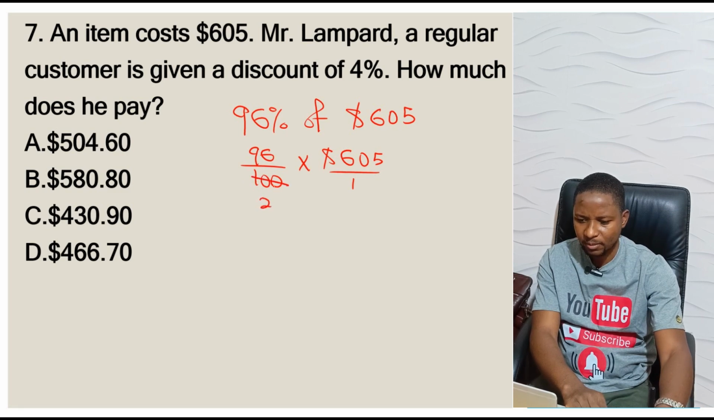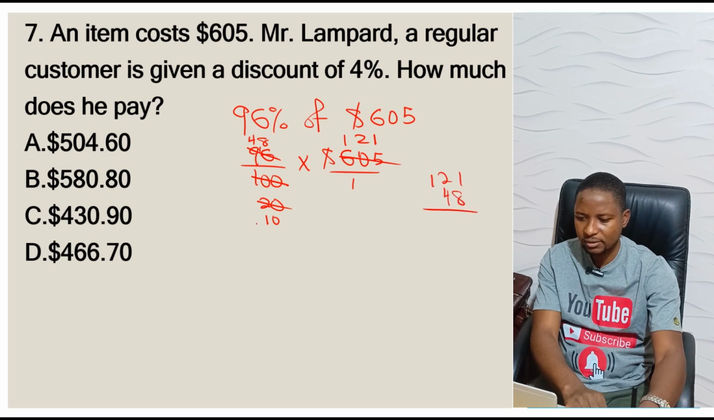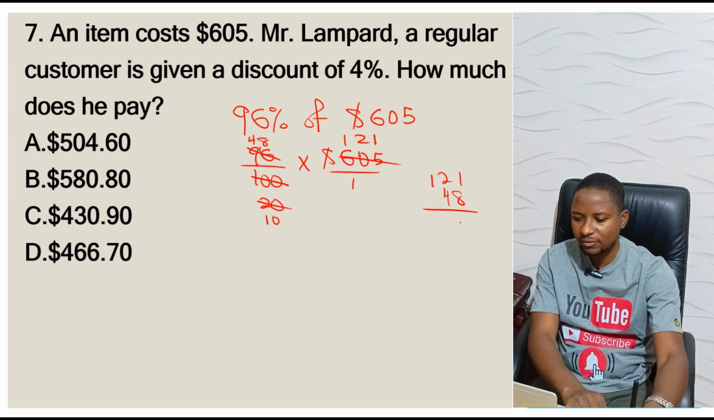5 can go here, 2 and 0. 5 in 6, 1 remainder 1, 5 in 10, 2, 5 in 5, 1. Then I'll just use 2. I don't want to use 4. 2 here, 10. And 2 here, you have 4, remainder 1, and that's 8. So I'm going to multiply 121 by 48. I know 2 can still go, 4 can still go, but I just want to leave my denominator as 10, so that I will move the decimal to the left one step.